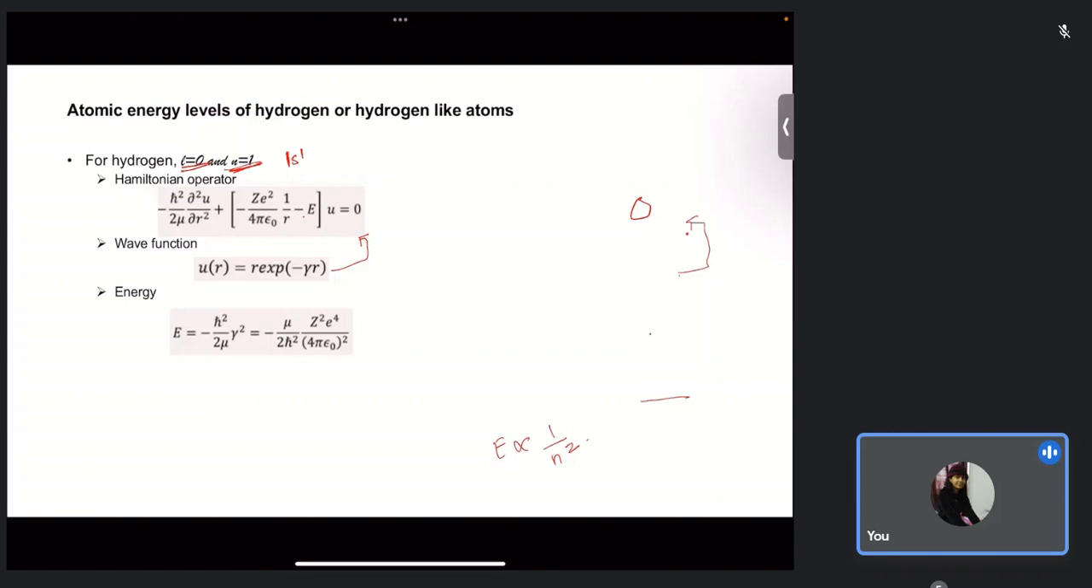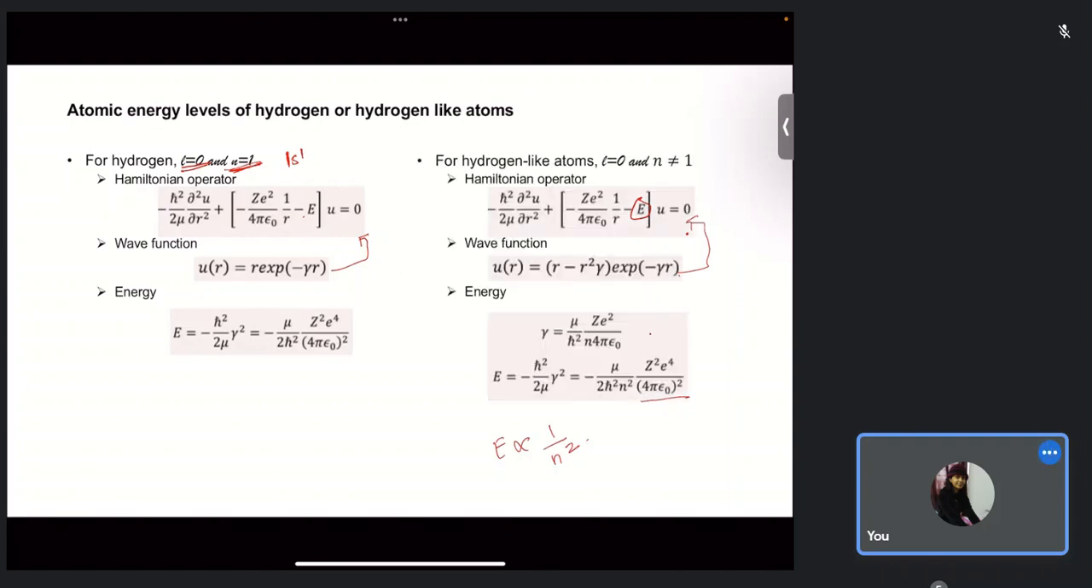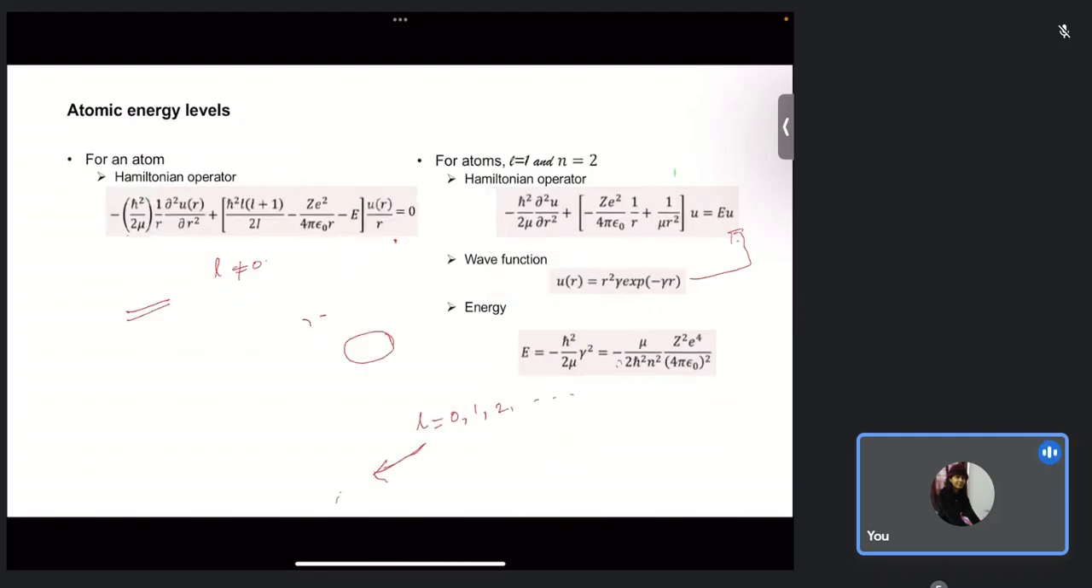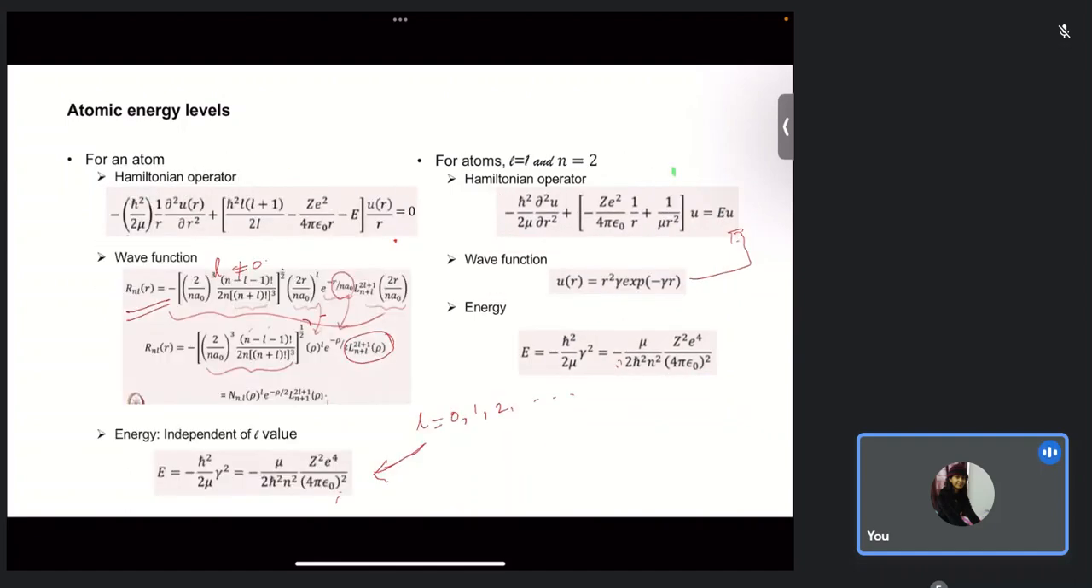And we found that energy is inversely proportional to n square, and the energy of atomic levels doesn't depend upon the L value, and this is what we finalized by deriving the energy value for L is equal to 1 and n is equal to 2. We also have a generalized wave function using which you can calculate the energy associated with any n and L value.